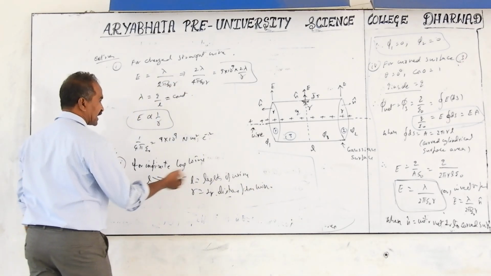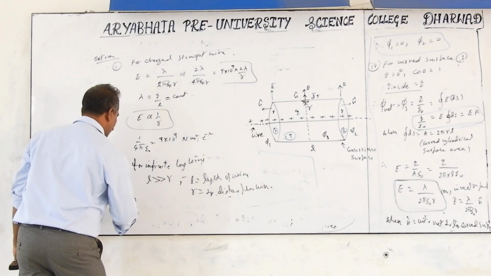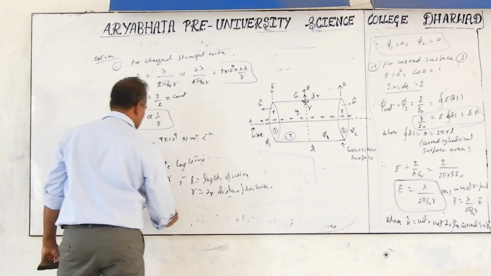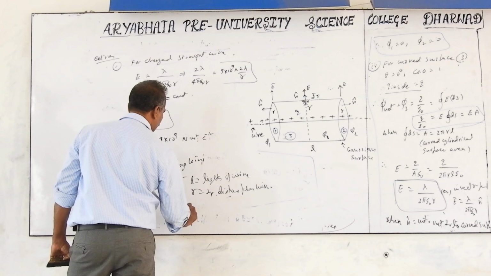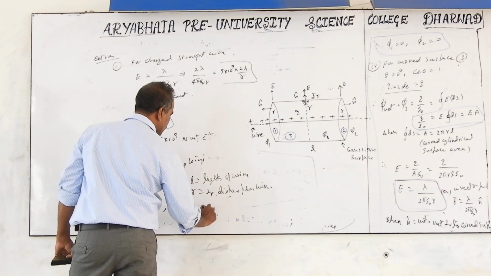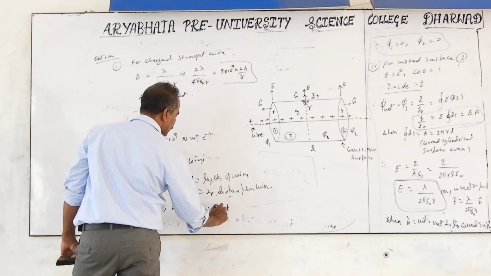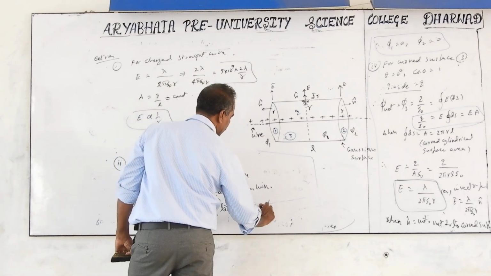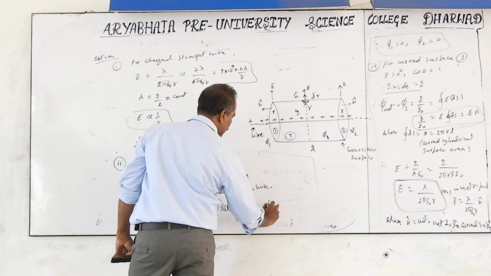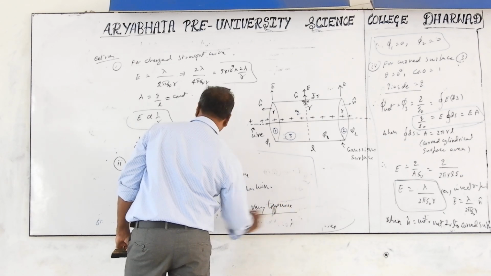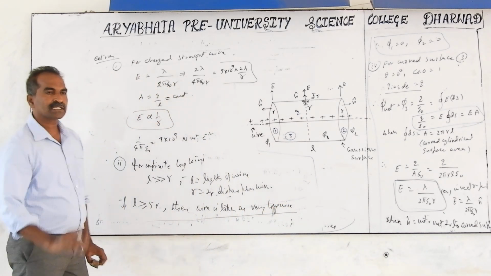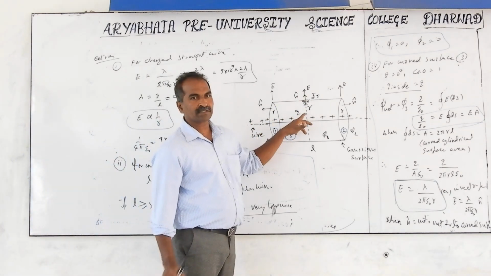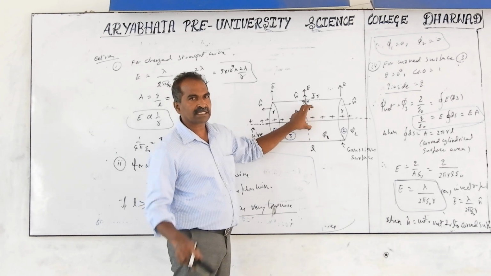But practically, what do we generally take? If L is greater than or equal to 5 times R, then the wire is taken as long, or very long. Very long in the sense of infinite. Here, L is 5 times more than the radius. More than 5 times this distance.